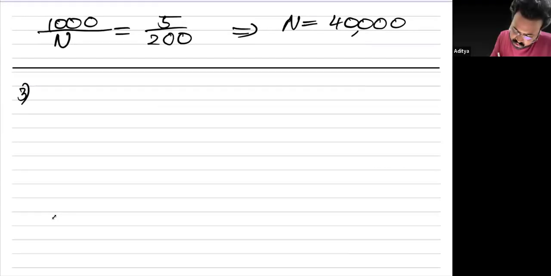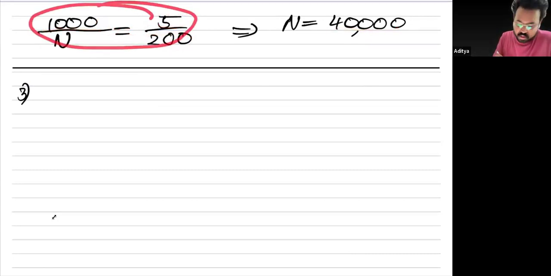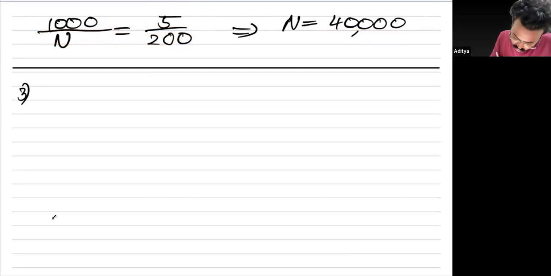I didn't understand how you got 40,000. Oh, you multiply 200, so you take n over here, 200 times 1,000. So 200,000 divided by 5 is 40,000. Just solve this equation.